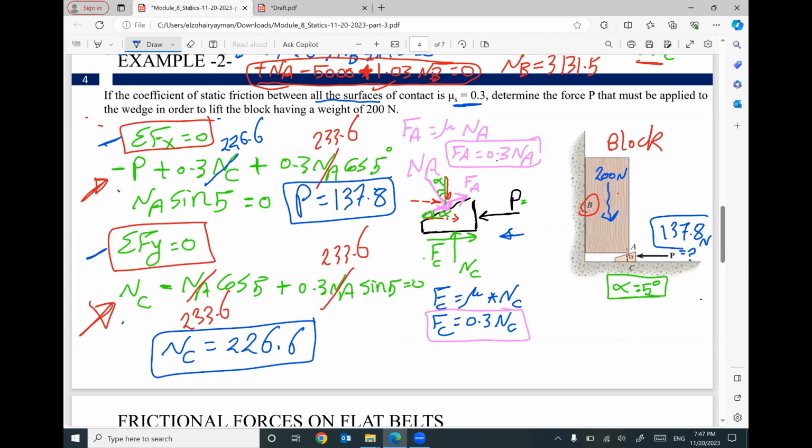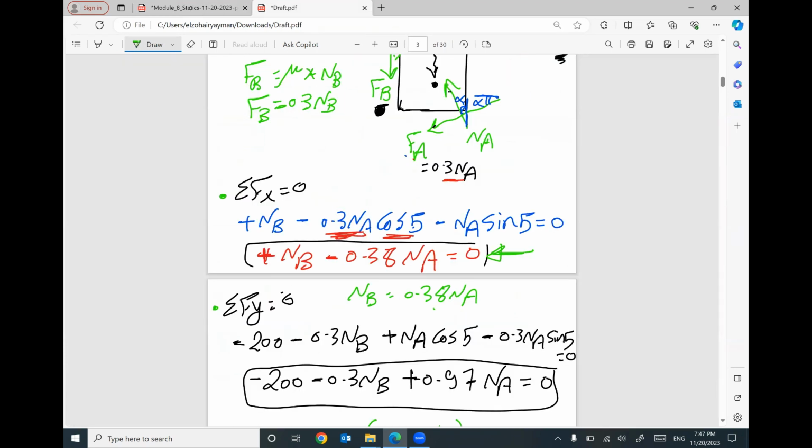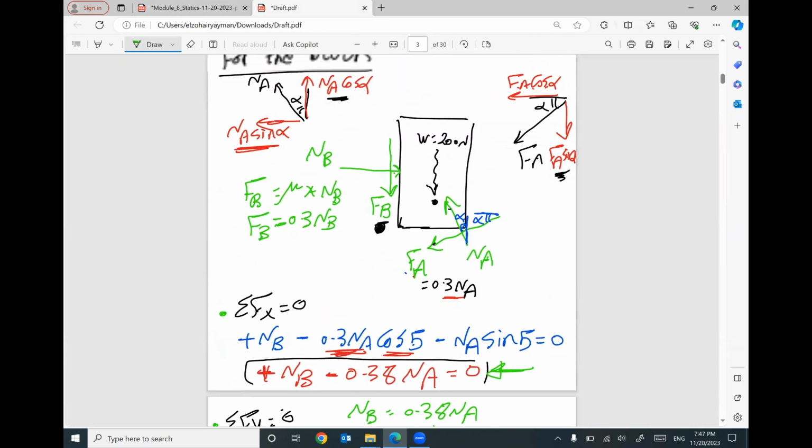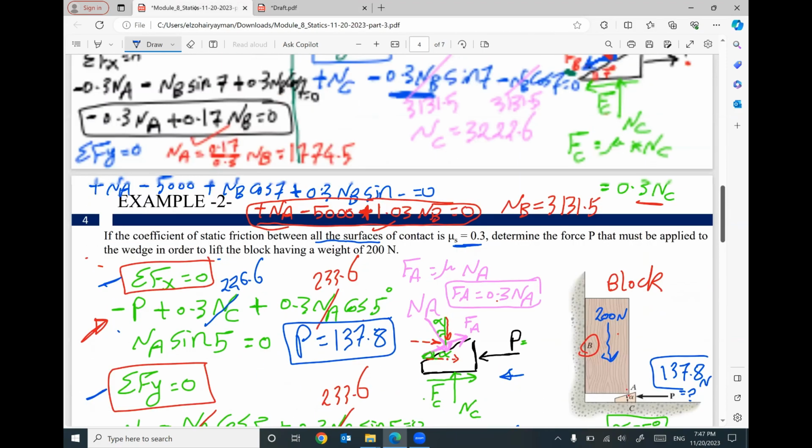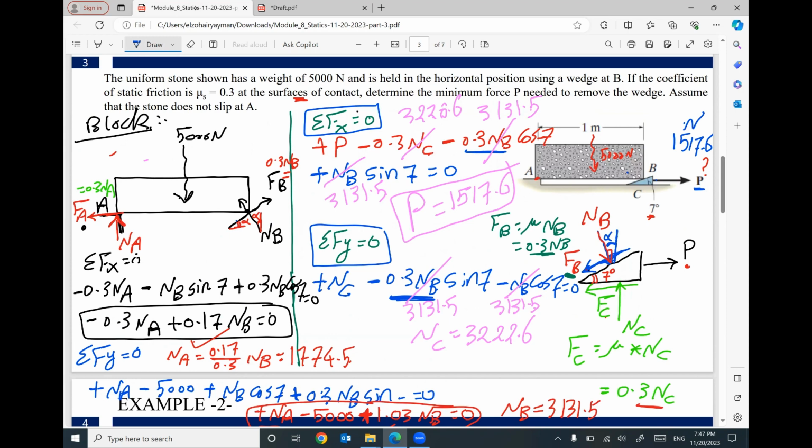I started first with the wedge. I applied the two equilibrium equations to set up two equations. Then I did analyze the block part, and I applied also the two equilibrium equations to set up two equations. Also, what I did here, I did the same. I have two parts, the wedge and the block. The wedge, I have forces. I apply the two equilibrium equations to set up two equations.